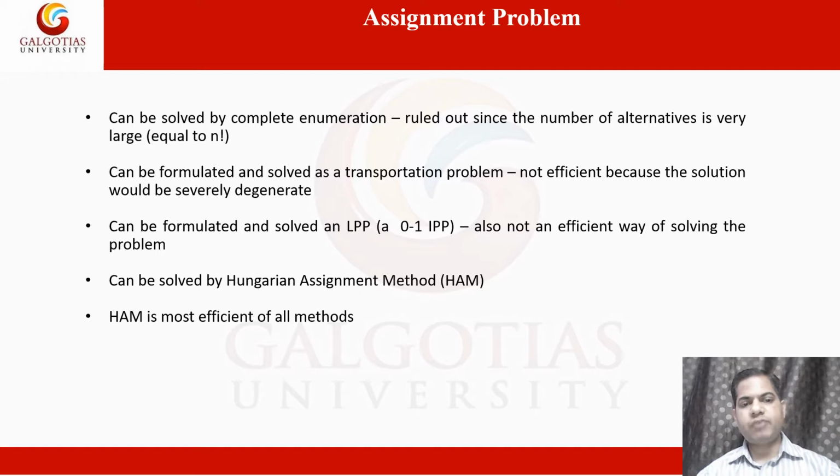The second point is that it can be formulated and solved as a transportation problem, but that is also not efficient. The third is that we can convert this assignment problem into an LPP, which is also ruled out now, because the number of variables and the number of constraints are very large. The next method is the Hungarian method. It is named after a scientist, the Hungarian method. It is the most efficient method of all the methods.